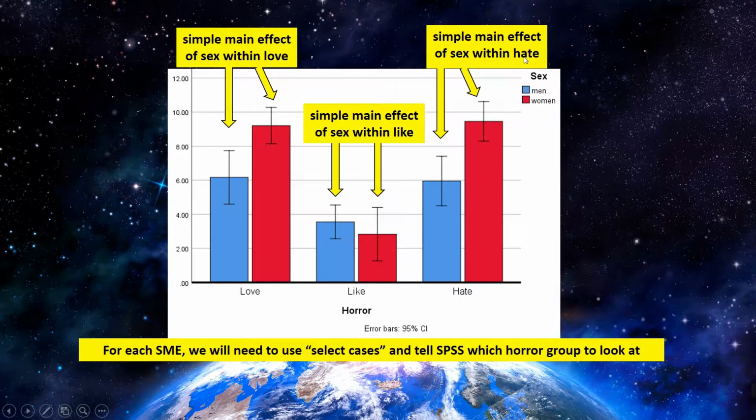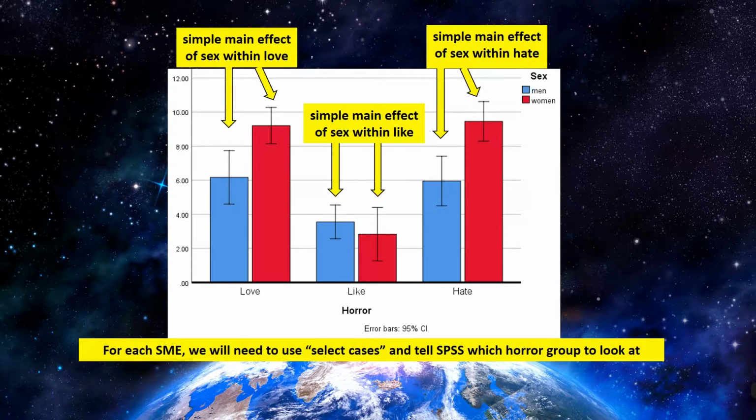So what we're going to need to do to perform these 3 independent t-tests is tell SPSS to just select, first of all, the love group. And we do that with select cases, and I'll show you how. We're going to tell SPSS only look at the love group and then run the independent t-test. Then we're going to tell it to only look at the like group and run the independent t-test. And then only look at the hate group and run the independent t-test.